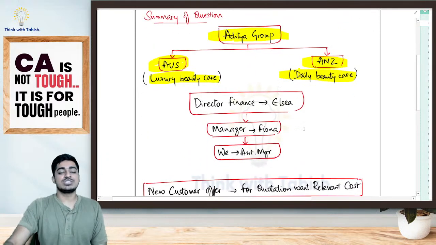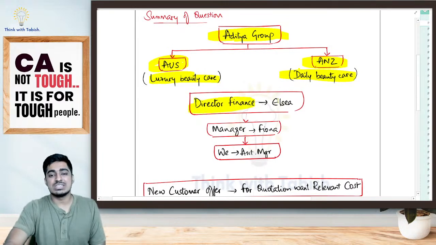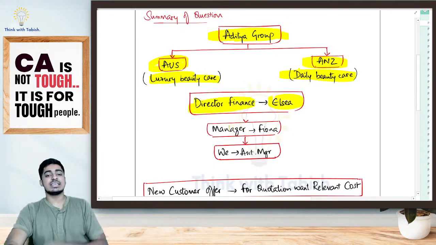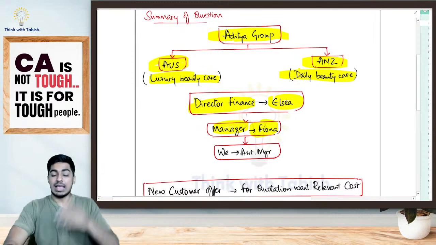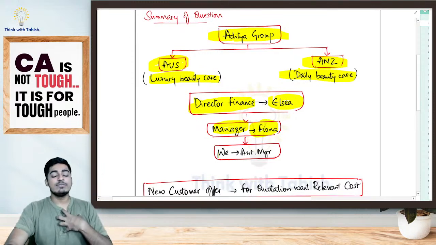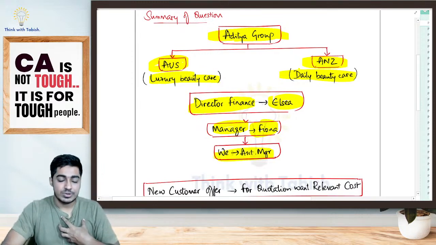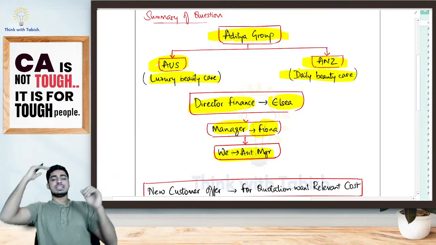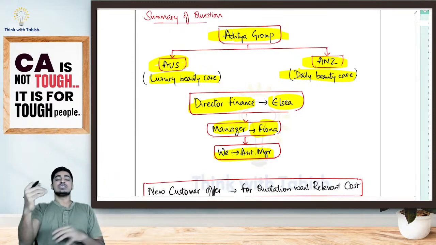Yes, there is one director of finance, whose name is LC. Under her there is a manager whose name is Fiona. Under that we are there. Who are we? We are the assistant manager. The company has 2 divisions. There is a director of finance, below that there is a manager, below that we are there.